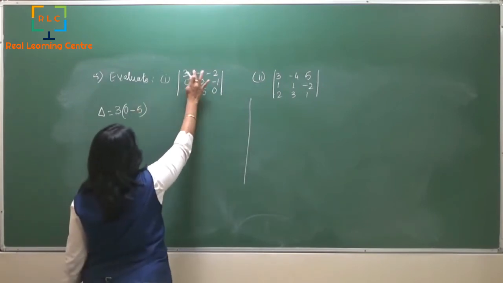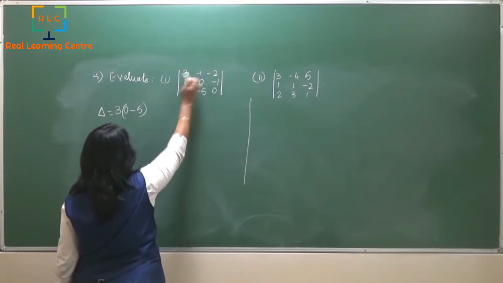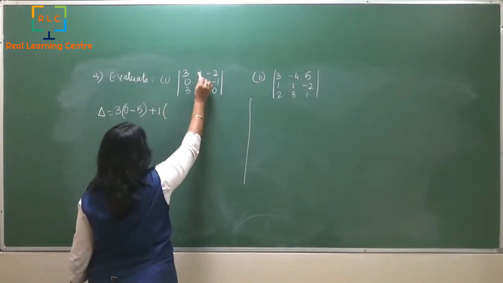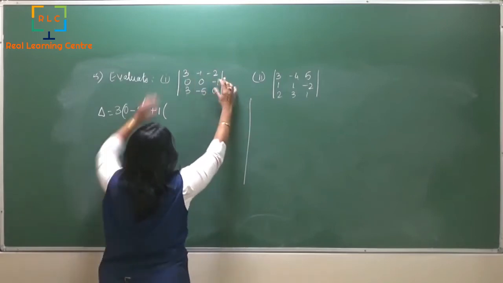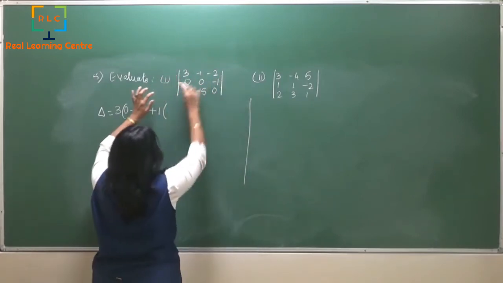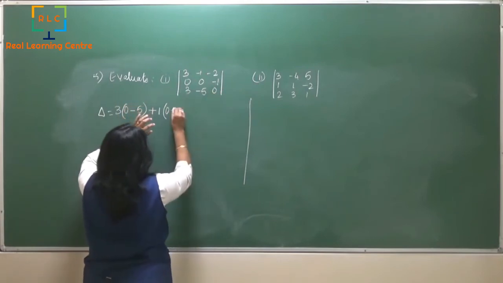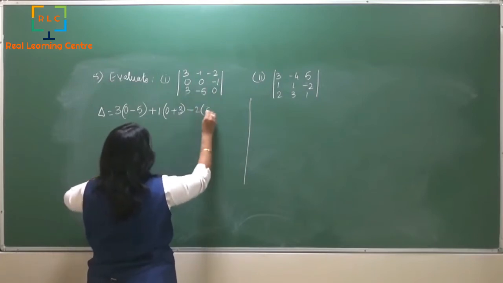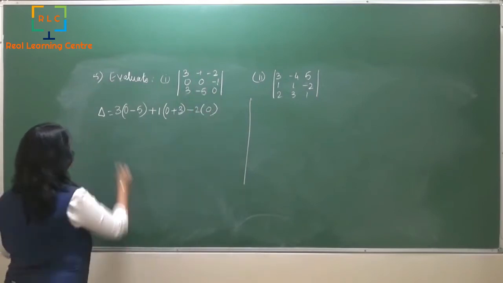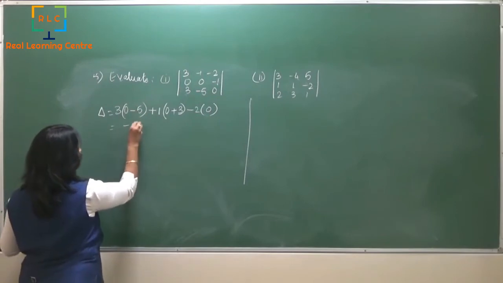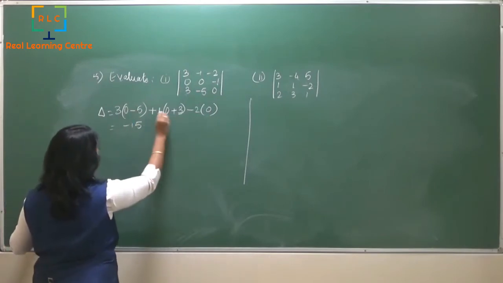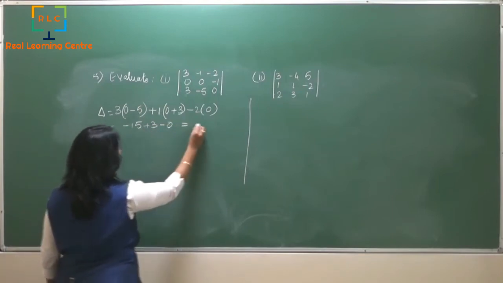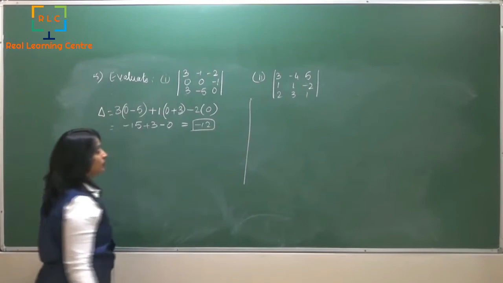And then the next element I'll take with the opposite sign, minus 1 I shall write as plus 1, and then wherever 1 is present, that column and that row I shall delete. So these 4 I'll take, 0 minus 3 into minus 1 is minus 3, so plus 3. Then minus 2 into 0 minus 0 is 0. So delta is equal to 3 into minus 5 is minus 15, 0 plus 3 is 3 into 1 is 3, minus 0, is equal to minus 15 plus 3 is minus 12. This is the way you expand.